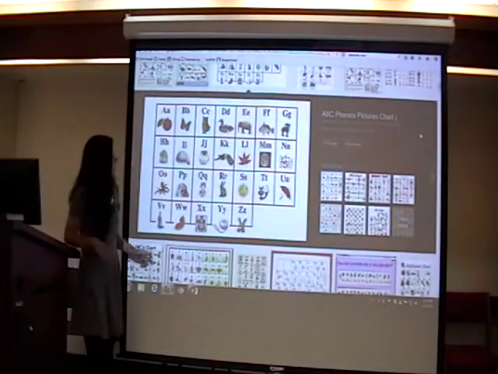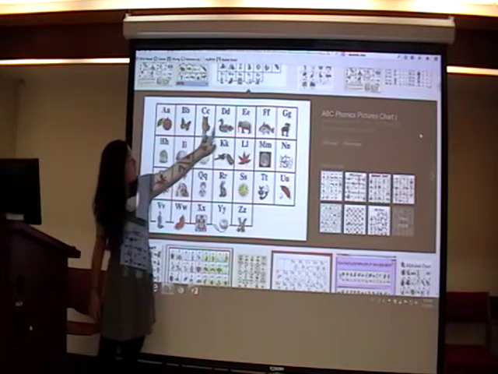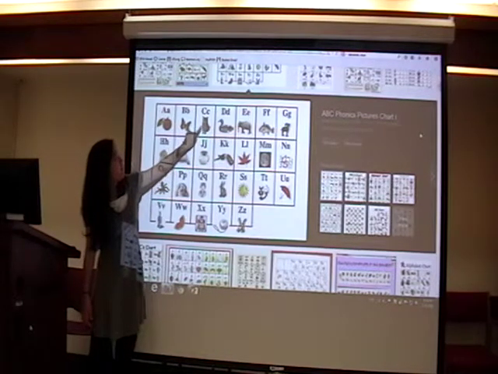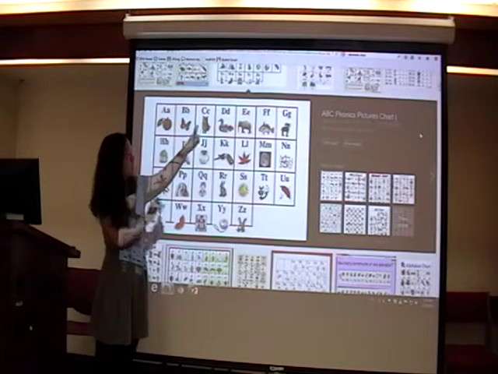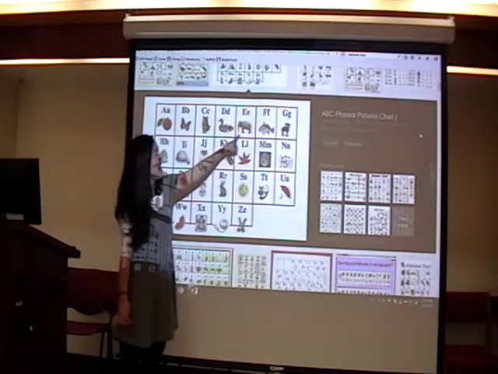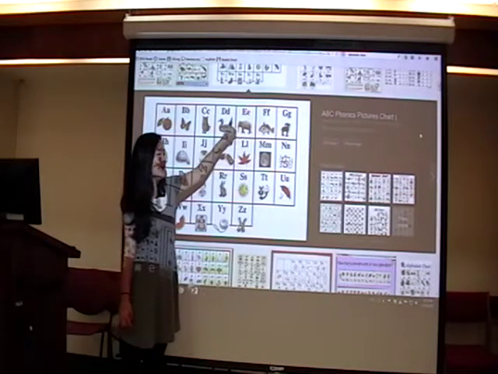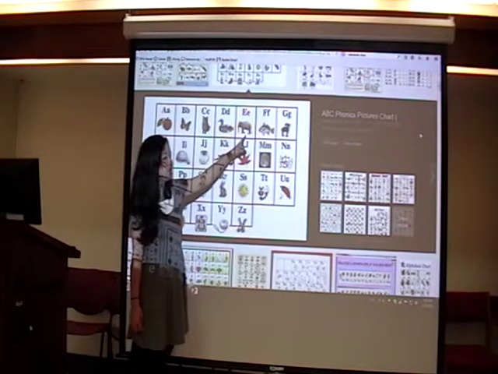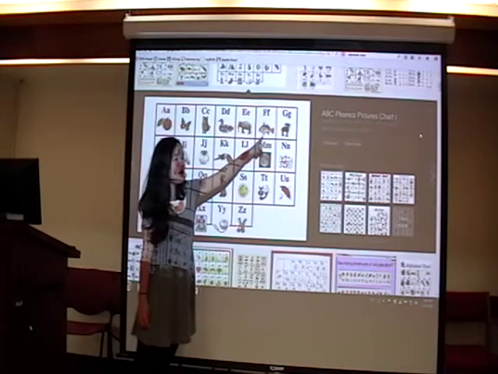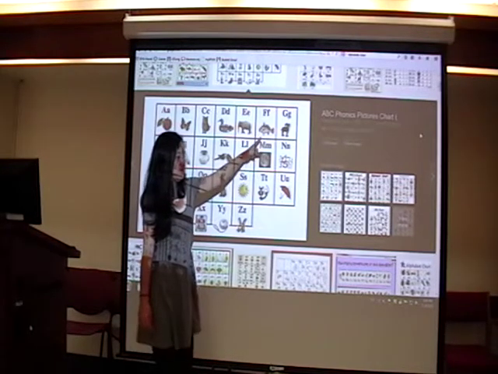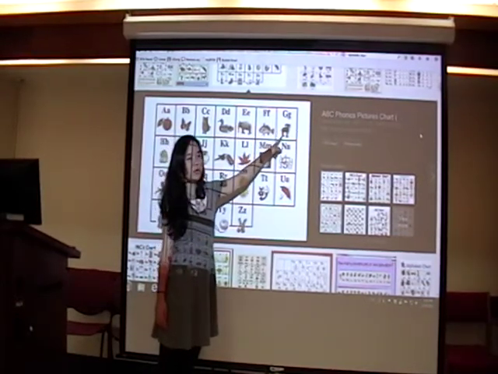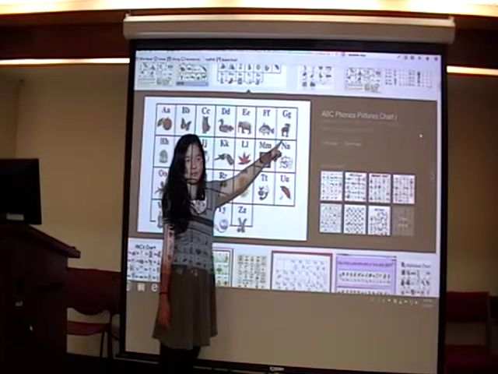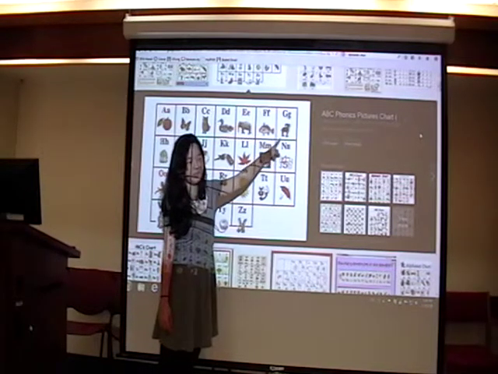All right. Let's go again from C. C for cat. Cat. C for cat. All right. There's E for elephant. Elephant. E for elephant. F for fish. Fish. F for fish. Fish. All right. G for goat. Goat. G for goat.